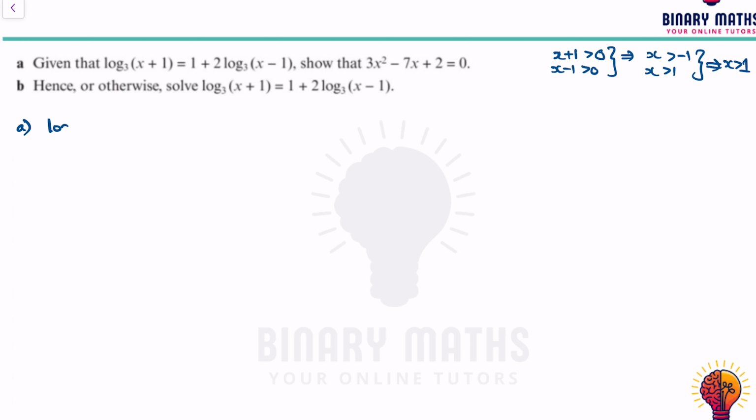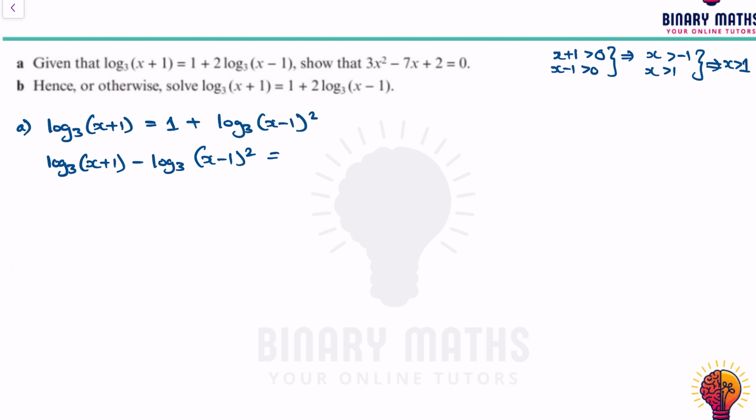Okay, we've got log base 3 of (x plus 1) is equal to 1 plus log base 3 of (x minus 1) squared, using law 3. If I take the log base 3 of (x minus 1) squared to the other side, I get log base 3 of (x plus 1) take away log base 3 of (x minus 1) squared is equal to 1. Because the bases are the same, and it's a subtraction, it's the same thing as (x plus 1) over (x minus 1) squared, which is equal to 1.